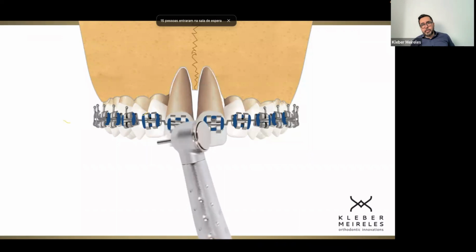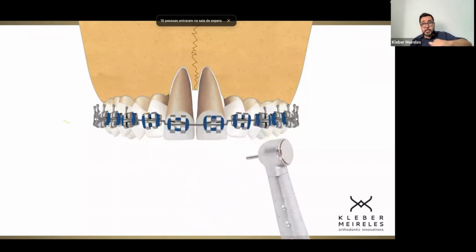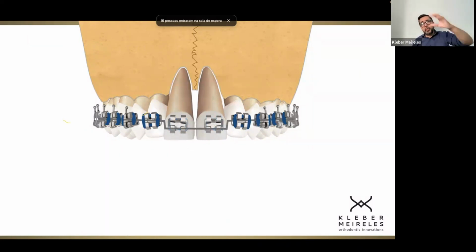Okay, so let's do it again. And of course, we need to adjust the height of the crown. And I'm doing the slow traction. Why is that? Because I want the bone to follow the movement. And for that, prior to the slow extrusion, the slow traction, I need to refer this patient to the periodontist, so the periodontist will clean everything, will apply what they do, and give me back this patient with periodontal health.